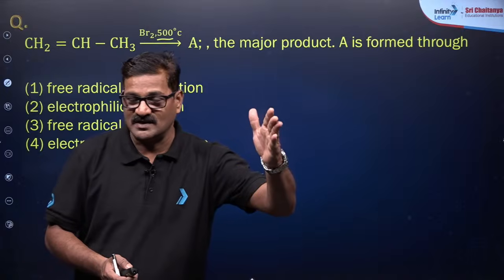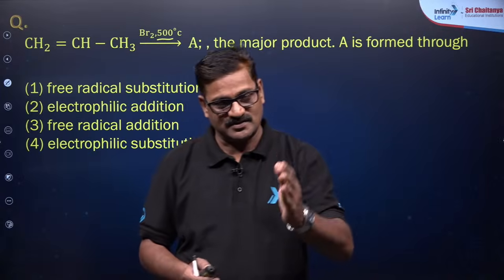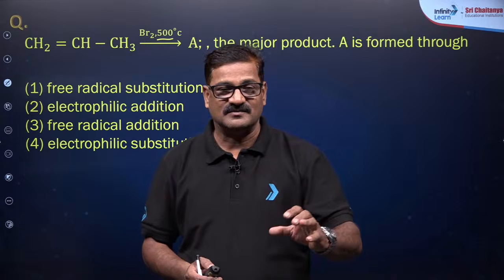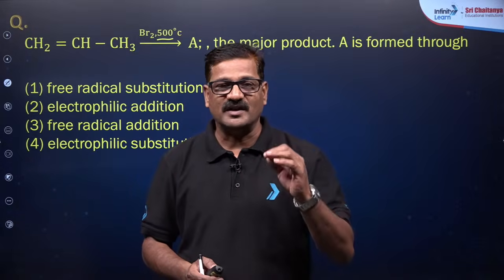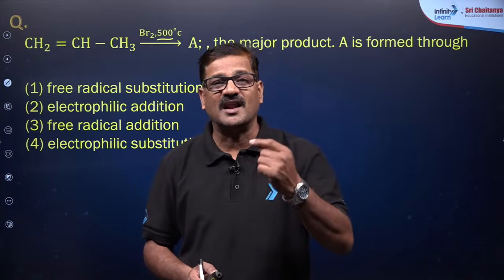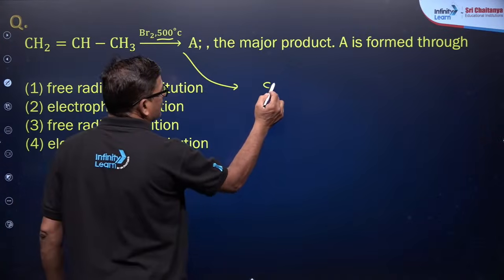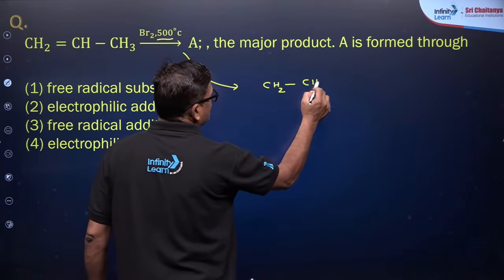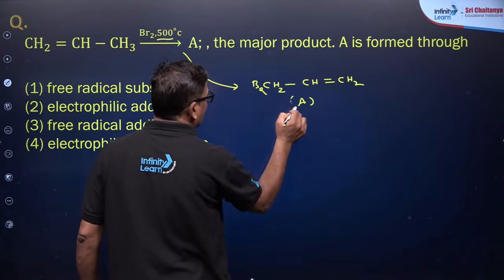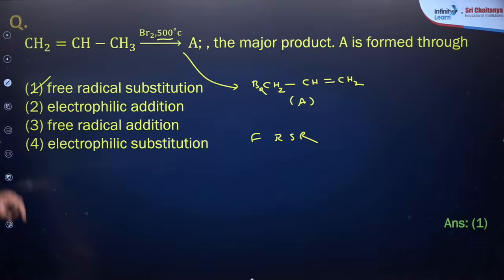(500°C) means it is a free radical. Homolysis takes place. Homolysis always takes place whenever peroxide is there, whenever sunlight is there, whenever high temperature is there. So free radicals are generated. When free radicals are generated, they undergo substitution reaction. Allylic substitution is the product here. So the product that you are supposed to get is CH2=CH-CH2-Br. That is the product A, and it is a free radical substitution reaction. The answer is going to be free radical substitution.